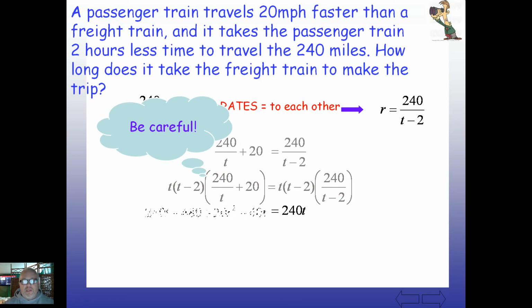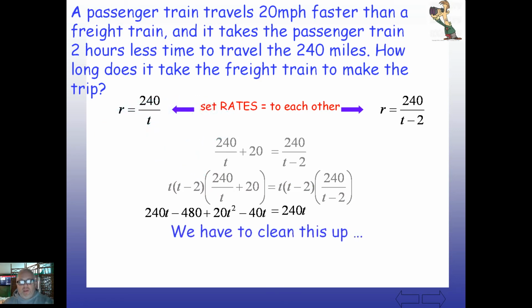So we're going to end up cleaning this piece up, and we end up with that on the left-hand side. Now we have to clean that up. Just reorganize it, combine like terms, and if you're careful, what you'll see is it turns out to be this. There's a lot of micro steps in there, stuff you've already studied. I don't want to fill up two screens doing it. Just combine like terms, pull the 240t over, subtract it, and all that. Now notice what you've got there: 20t squared minus 40t minus 480 equals 0.